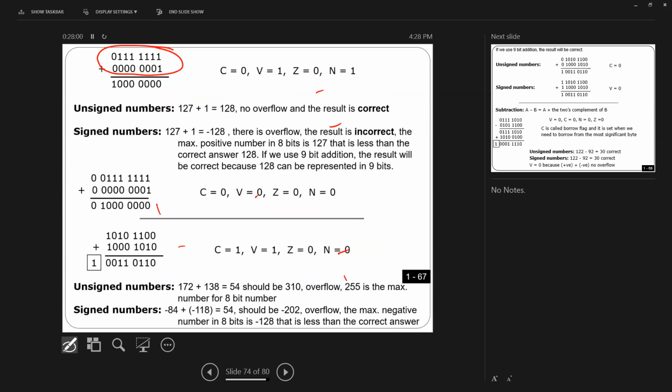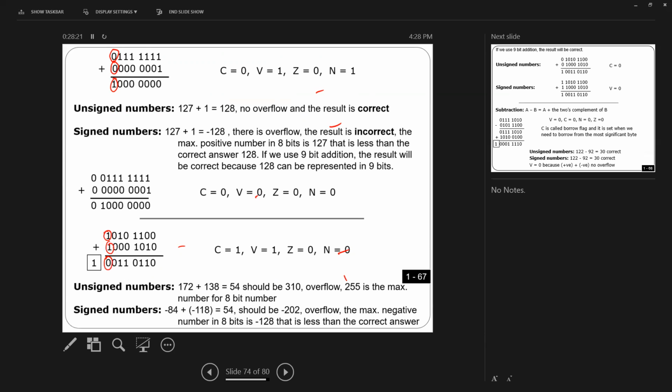For example, look here, guys. Here, this one is 0 and 0, and then I got 1. What it means? It means I added a positive number to a positive number, and I got a negative number. You got what I'm saying? The other case, look here: I added a negative number to a negative number, and I got a positive number.